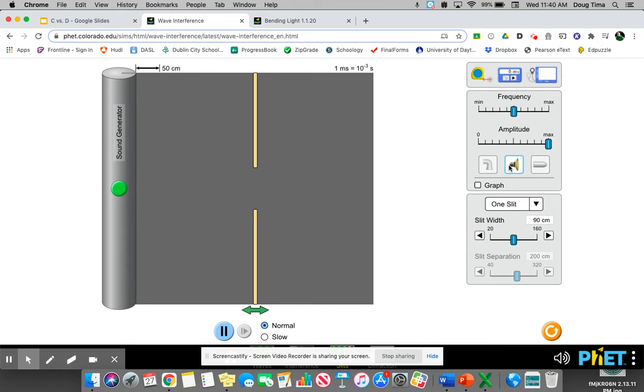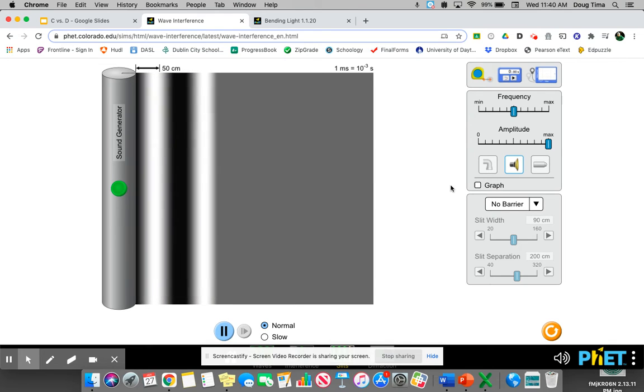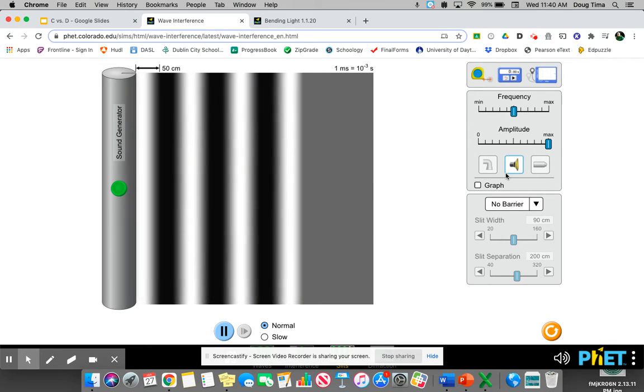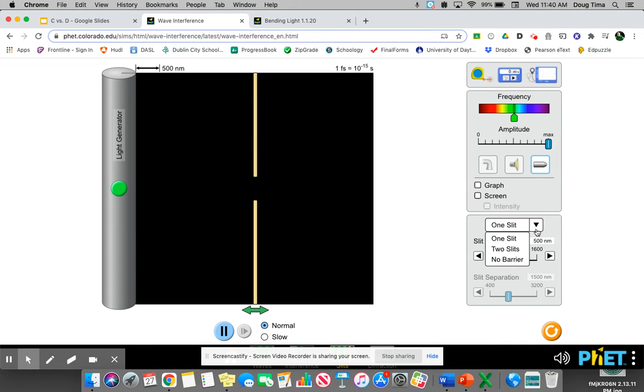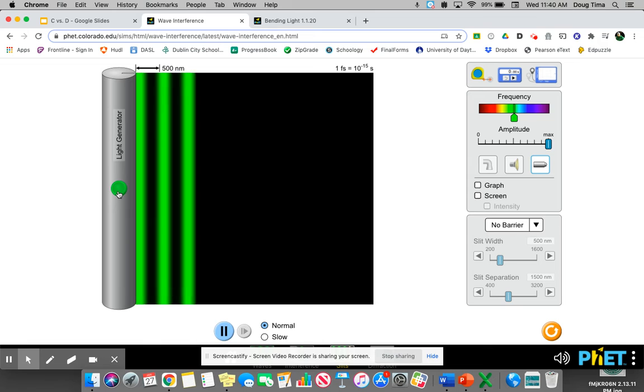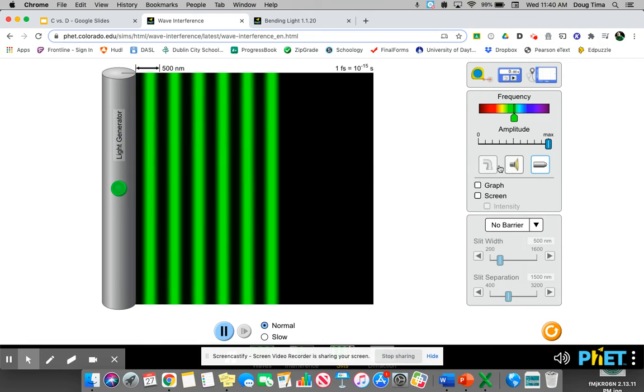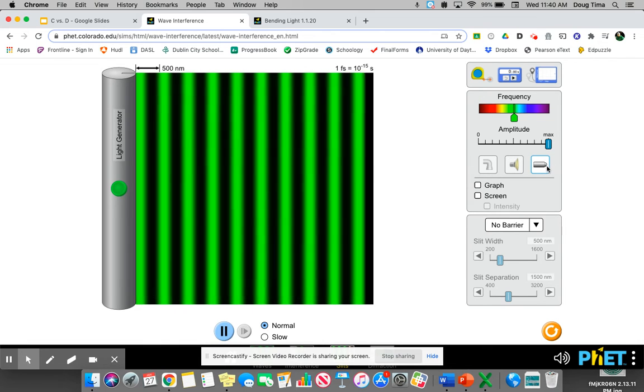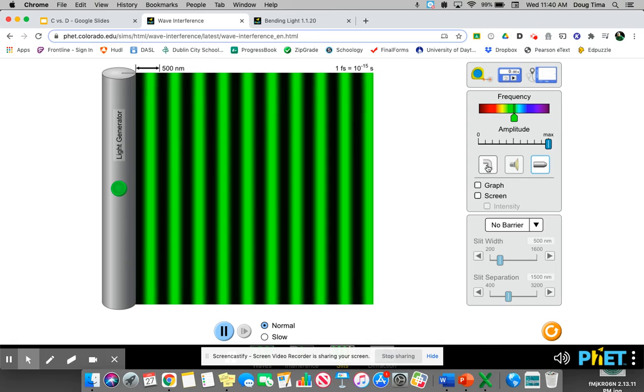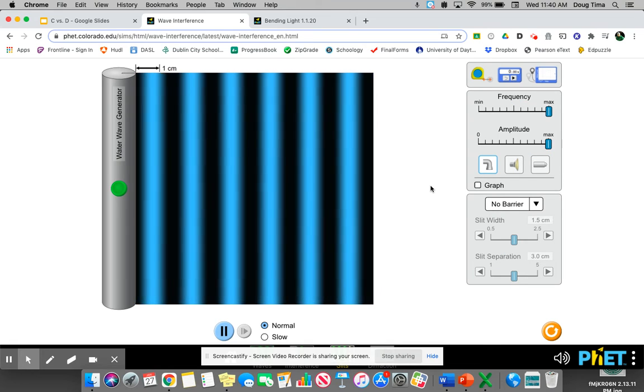What if it was a sound wave with no barrier? We'll send out a sound wave. It's the same thing. Nothing changes. What if it's a laser light with no barrier? Again, it is the exact same thing. There is no difference between a physical water wave, sound wave, and a laser light wave. It doesn't matter. They're all the same. But let's go back to water.